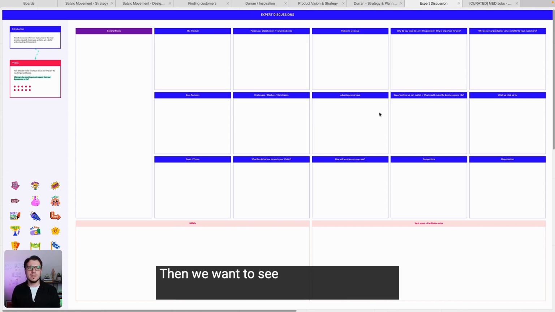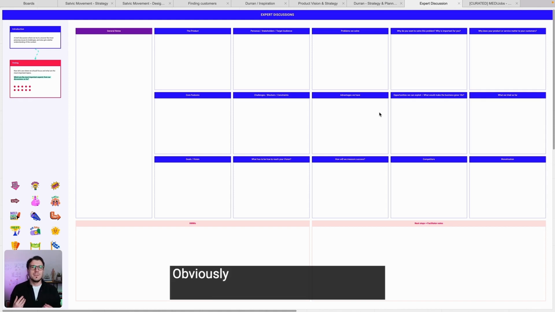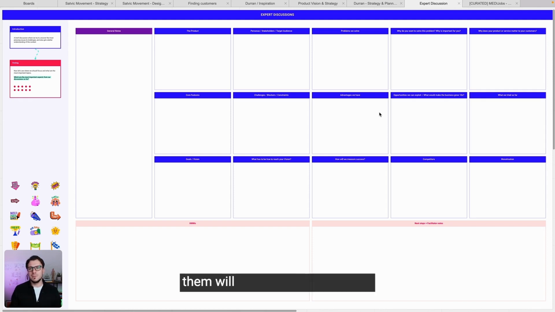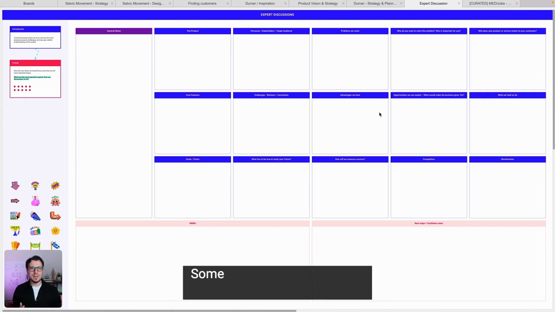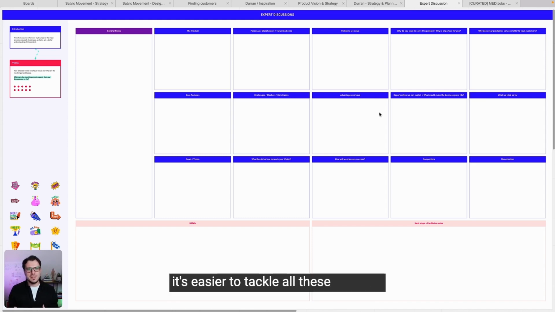Then we want to see the target audience, how much information they have about it, how well they know them, who are they, stuff like this. These go in the target audience box. Obviously, there are side discussions that might occur. So some of them will go in the general notes. Some of them we will try to fill in the other boxes while we talk. But we usually try to have a somewhat box by box approach if you want, because it's easier to tackle all these aspects. So yeah, let's move forward.